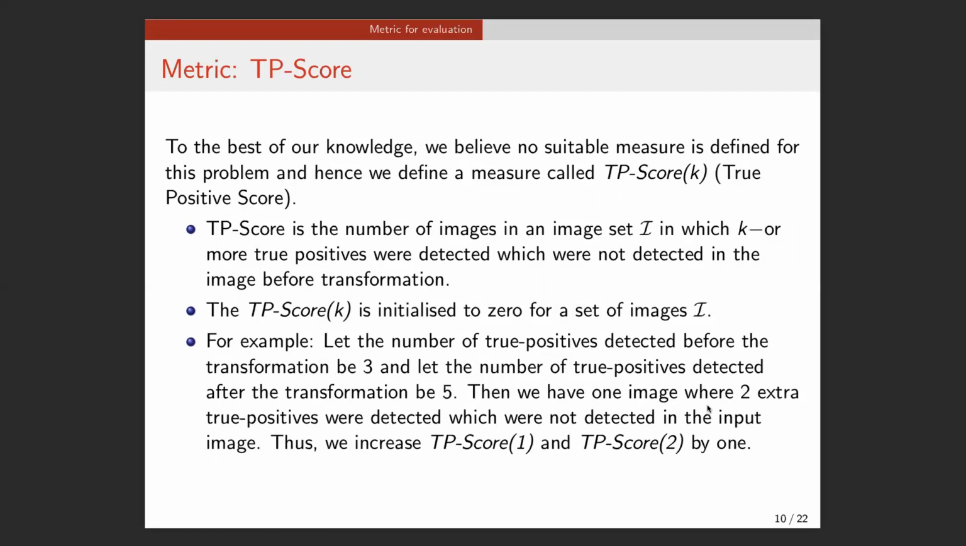For example, let the number of true positives detected before the transformation be 3, and let the number of true positives detected after the transformation be 5. Then we have one image where 2 extra true positives were detected which were not detected in the input image. Thus, we increase TP score of 1 and TP score of 2 by 1.